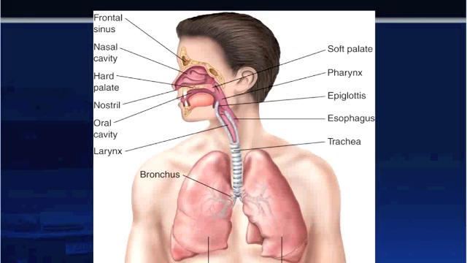The pharynx is a muscular tube. It's about 5 inches long. It's used by both the respiratory and the digestive systems, and it's used as a passageway for food, liquids, and air. The pharynx is made up of 3 parts. The nasopharynx, which is located directly behind the nasal cavity and serves as a passageway for air only.